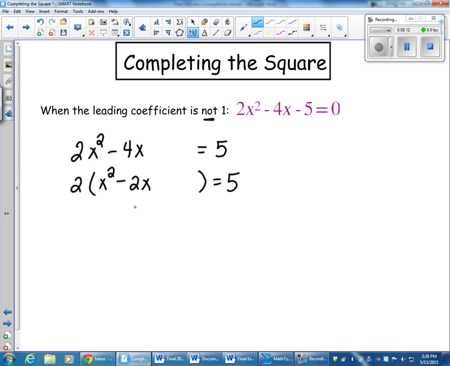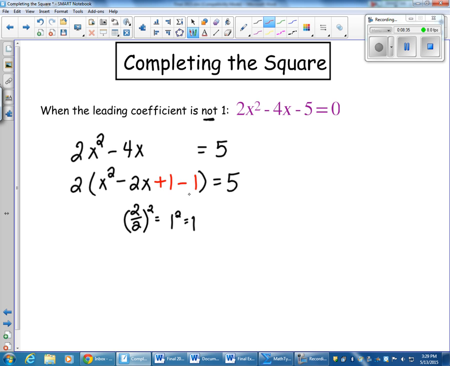Okay. Next step, take your b term, divide it by 2, and square it. Now here, you're going to add it and subtract it. So if I add 1 and I subtract 1, then I really added 0 to the same side. So that's okay.